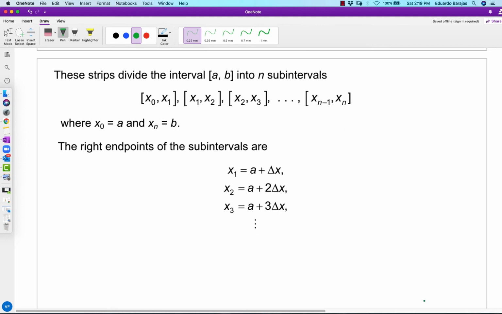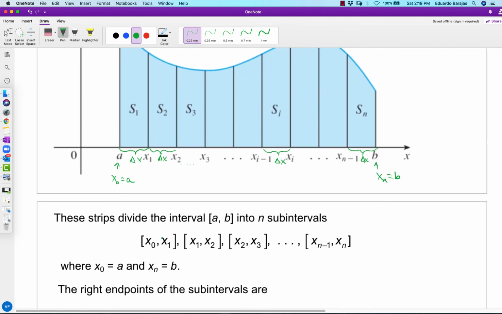Okay, so these strips divide the interval from a to b into n subintervals. The first subinterval goes from x naught to x1. The next one goes from x sub 1 to x sub 2, and so on and so forth, right? So these intervals are referring to these right here. The first interval is this one, and it goes from x sub naught to x sub 1. That's this first interval. And then the next interval goes from x sub 1 to x sub 2. That's this interval, and so on and so forth, right? If we keep going all the way out to the last one, this interval at the end represents the last one. It's the interval that goes from x sub n minus 1 out to x sub n.